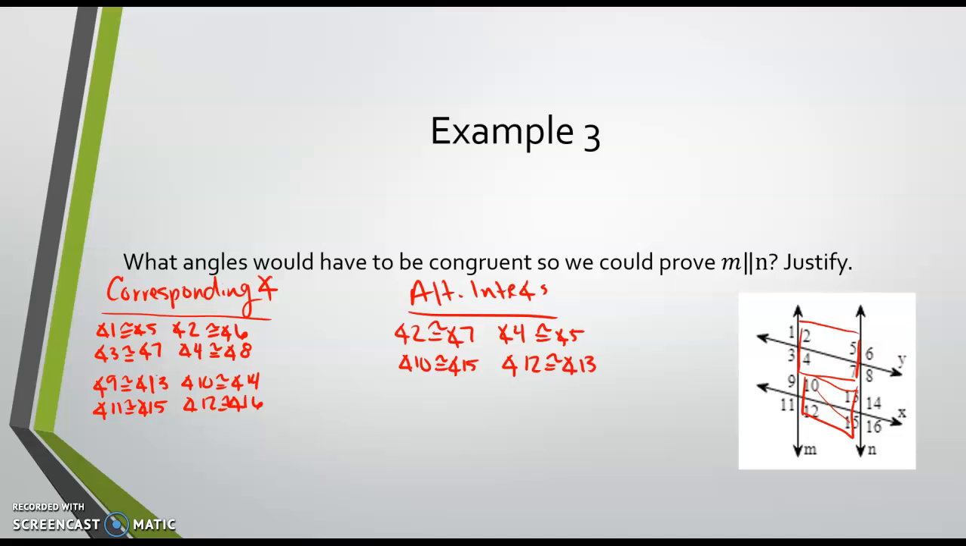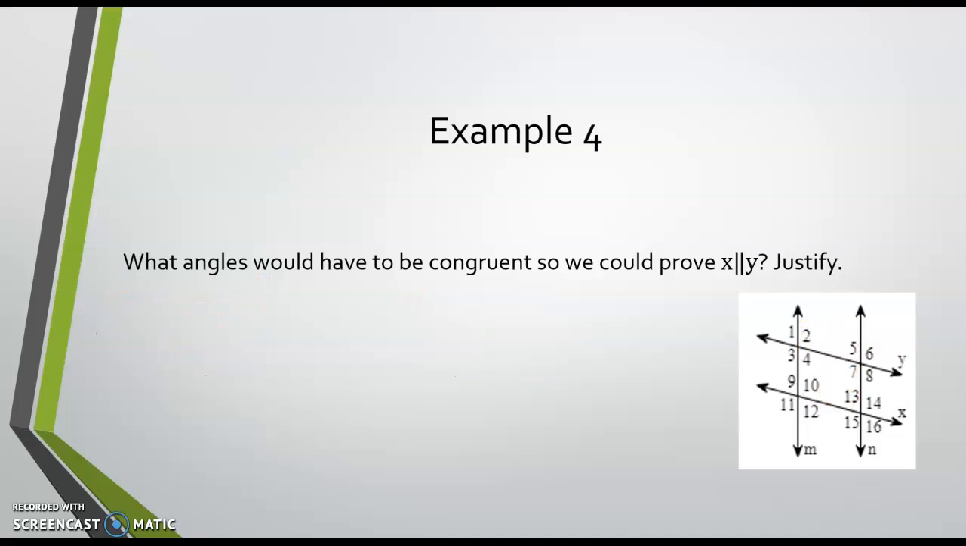So if it gives you a list and it wants you to say which of the following proves these to be parallel, take your small list and see if they're corresponding or an alternate interior angle pair. If they're either of those, then it proves that the lines are parallel. All right, one more of these. Now we're proving X to Y.